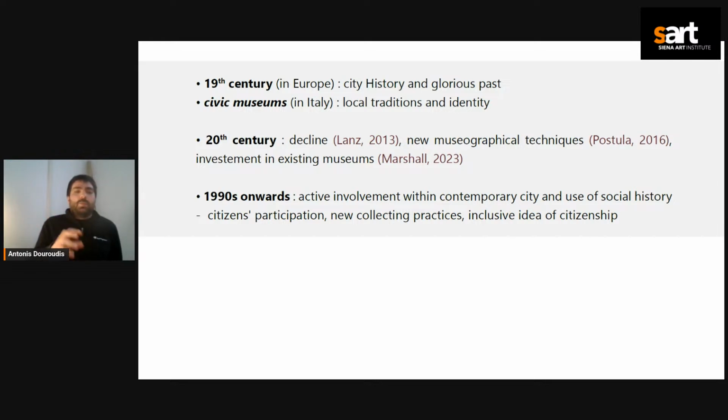While for Marshall, in this period no new city museums were really founded, but there was a lot of investment in the existing ones. Nevertheless, they all somehow agree that since the 1990s, with this shift of the museum that we saw before, they start to not look only at the past, but to engage with the present of the city, maybe even the future. And a major part of this is the use of social history. So, briefly, not narrating key events like battles or historical events, but looking at the everyday life of people. And in this situation, the participation of the citizens and new collecting practices are essential.